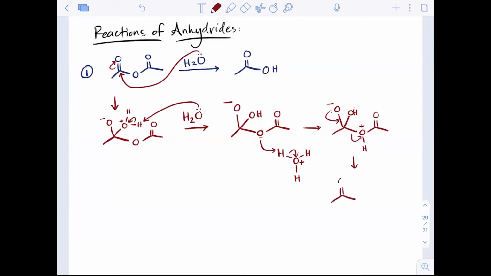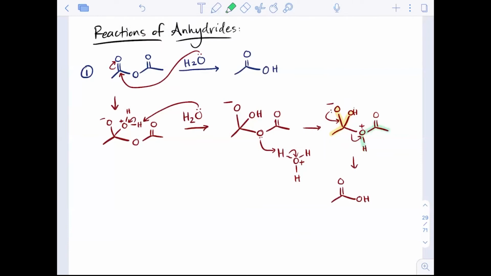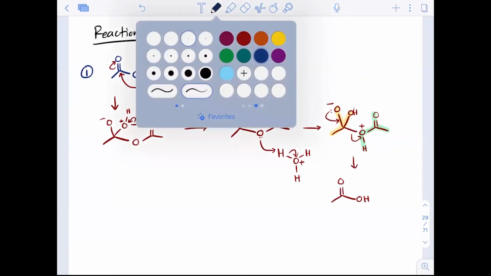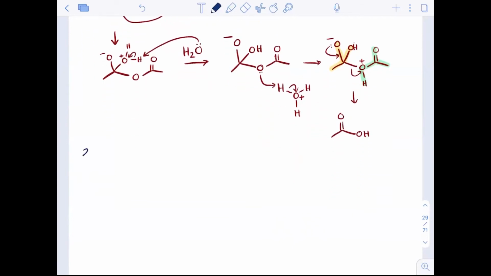the two carboxylic acids, right? We have one carboxylic acid here and a second carboxylic acid here. So even if the molecule is not symmetrical, you still get two carboxylic acids. If the anhydride is symmetrical, then just draw one, right? No repetition necessary.